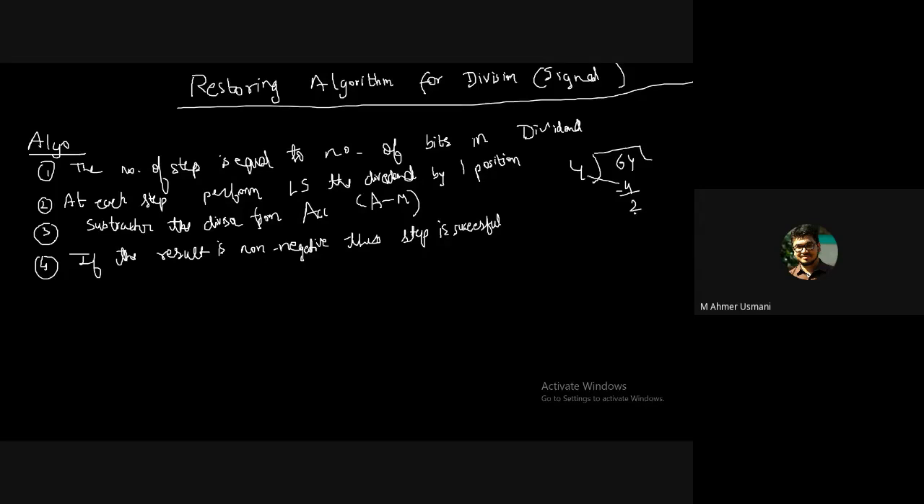So tell me, we get the answer 2. Is it negative or non-negative? Non-negative. So we can say that this step is successful. Thus, the quotient bit will be made 1. What will the quotient be here? 1. Is that clear? So here you write: if this step is successful, then the quotient bit is made 1. Is that clear? Yes, sir.